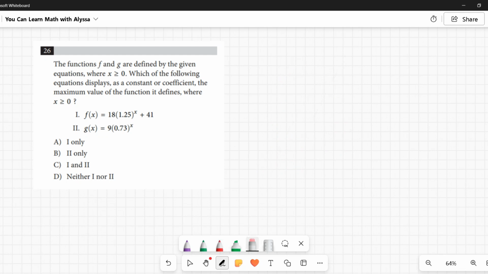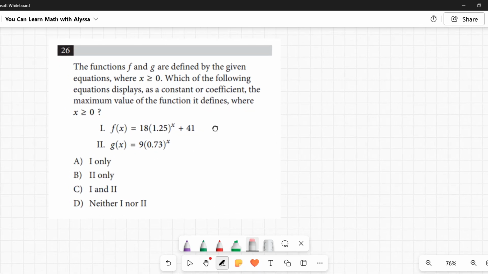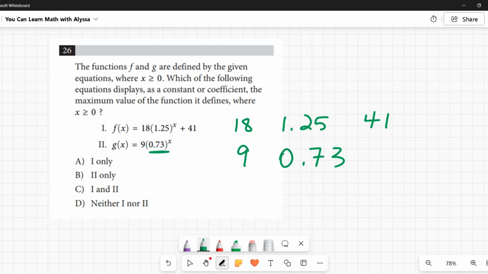So when we look at these equations and look for constants or coefficients, you're just looking at the plain numbers. So what are my plain numbers in f of x? My plain numbers are 18, 1.25, and 41. Those are my constants or coefficients. In my second one, g of x, my plain numbers are 9 and 0.73. Those are my constants or coefficients.